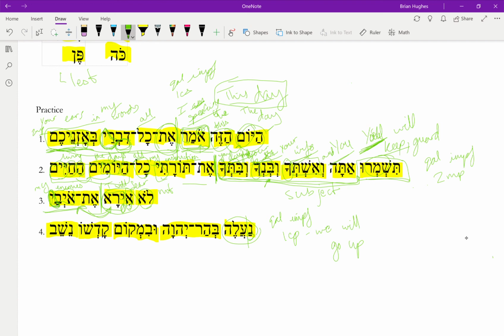Our prefix is a patak because it's a first guttural. We've got a chatef patak here because it's a first guttural. And we have a segol hey because that's how third heys show themselves to be vowels in the imperfect, the segol hey in the cal imperfect.